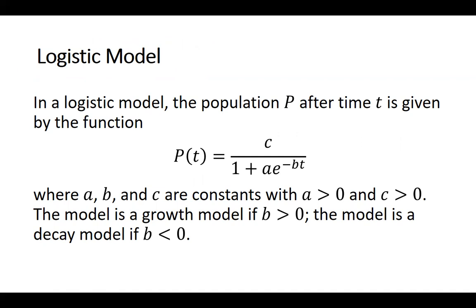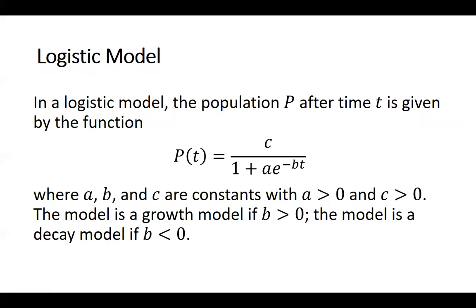Now the logistic model. In a logistic model, the population P after time t is given by the function P of t is equal to C over 1 plus A times e to the negative bt, where A, B, and C are constants, with A greater than 0, C greater than 0. The model is a growth model if B is greater than 0, and the model is a decay model if B is less than 0.